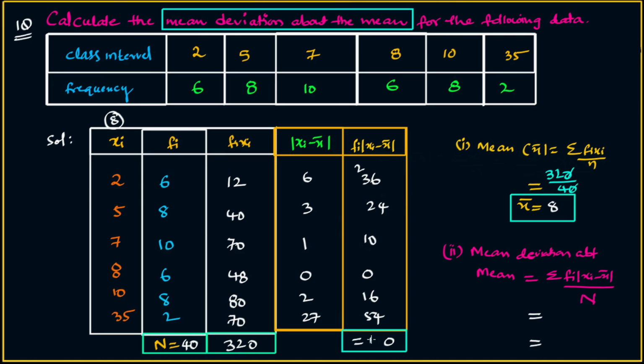14. So 140. Now the formula of mean deviation about the mean is summation fi mod xi minus x bar by n, that is 140 divided by 40. 0 0 cancel, 14 by 4, that is 7 by 2, and how much is 7 by 2? 3.5. Therefore the mean deviation about the mean is 3.5.